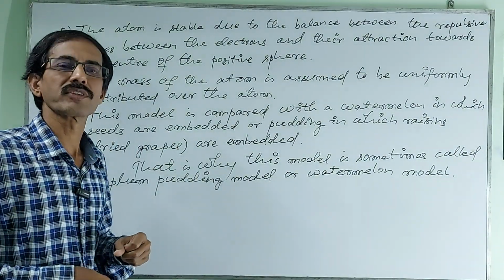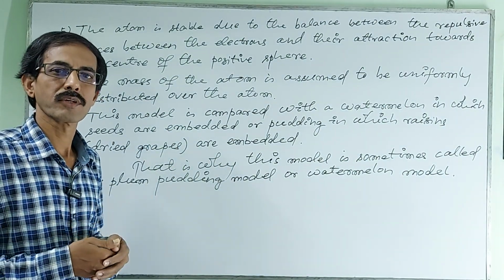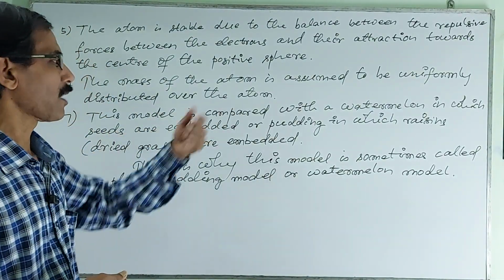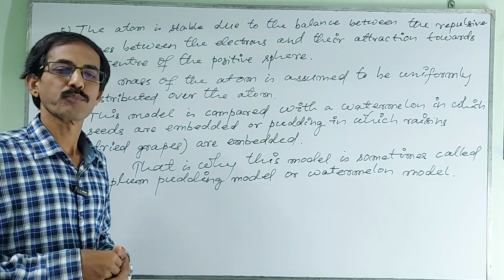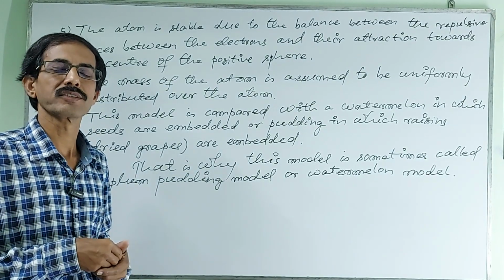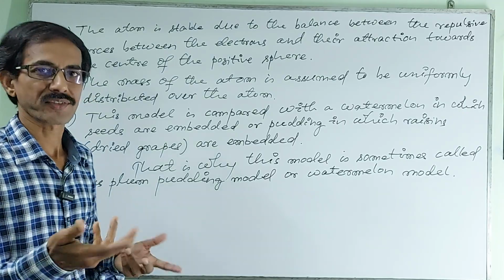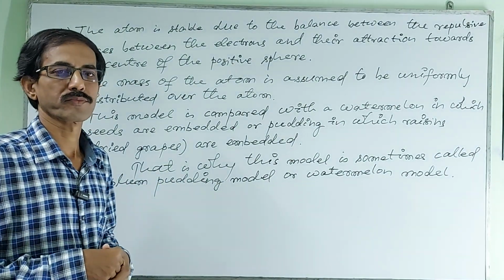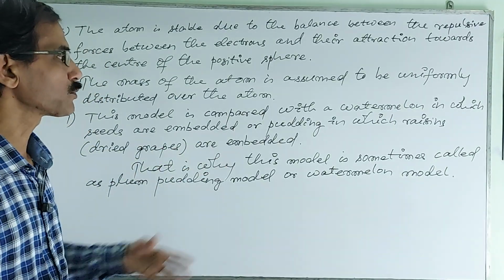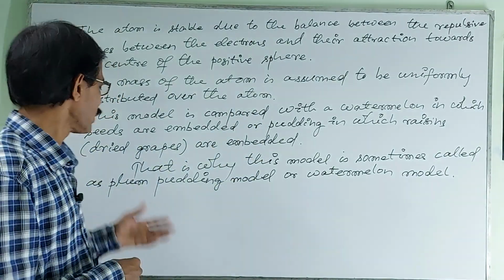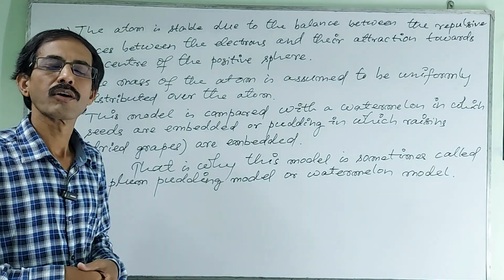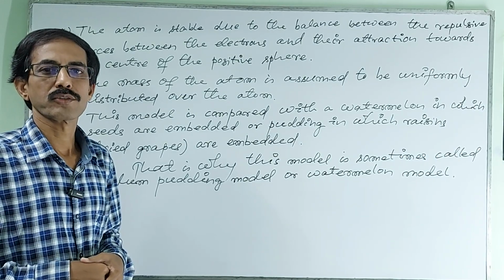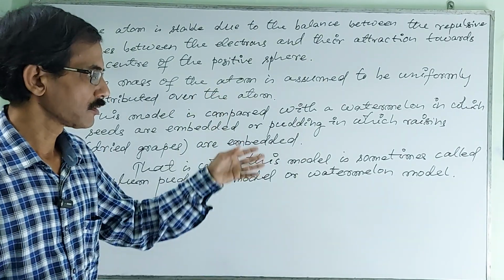This model is compared with a watermelon in which black seeds are embedded, or pudding in which raisins or dried grapes are embedded. Embedded means what? They are enclosed. That is why this model is sometimes called the plum pudding model or watermelon model. Dear students, write down these notes.